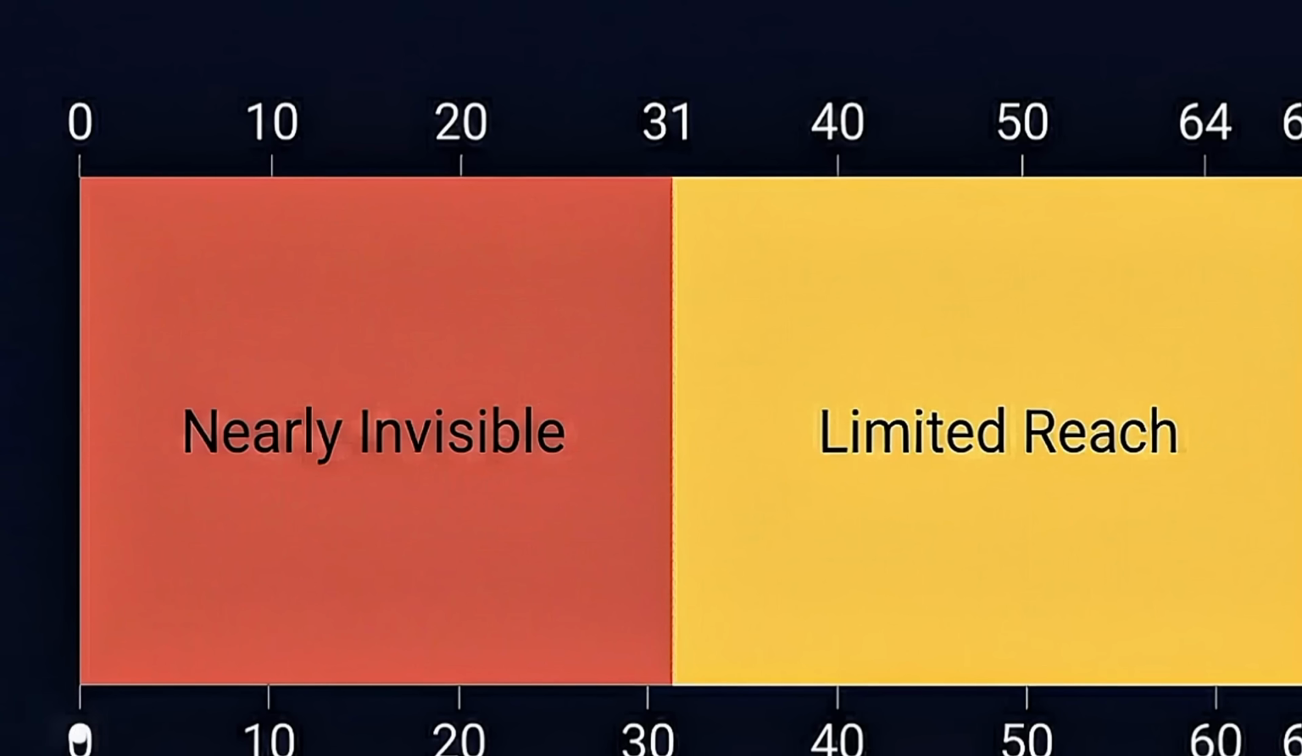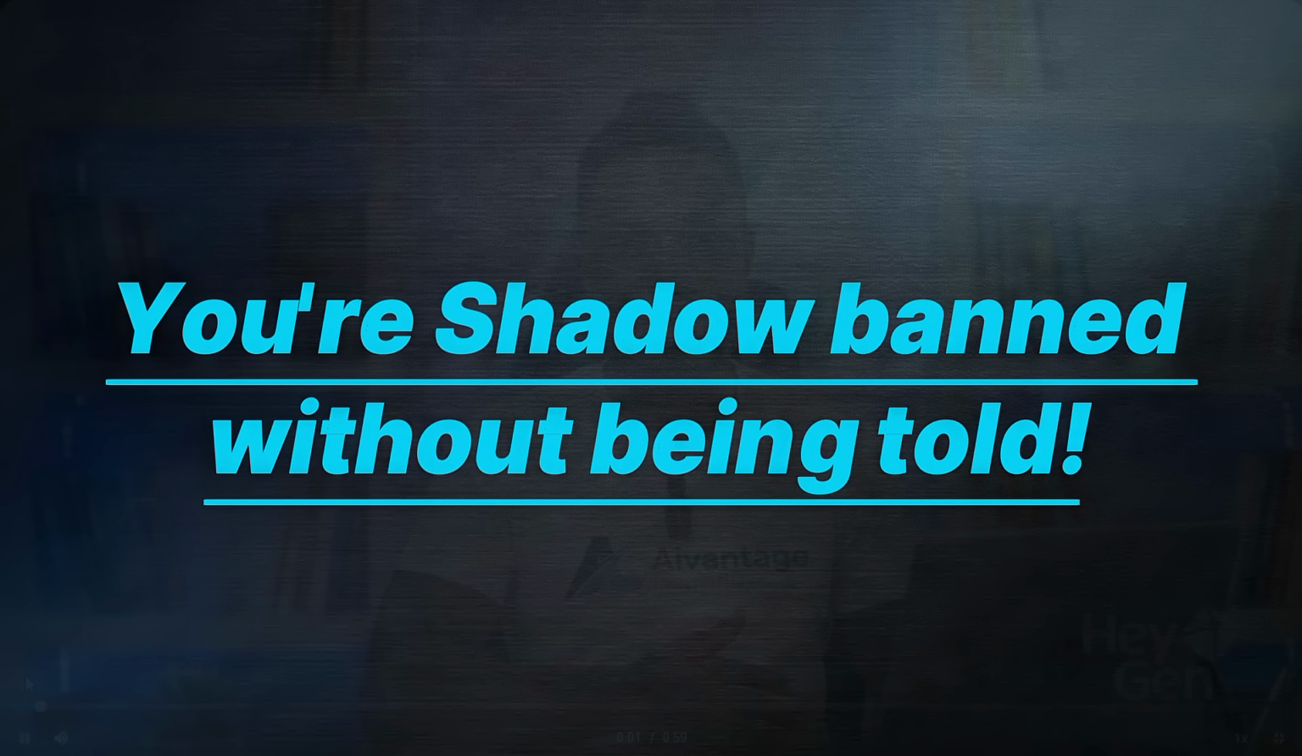Below 30, the algorithm barely shows your content. You're essentially invisible. Your tweets don't appear in feeds. They don't show up in search. You're shadow banned without being told.